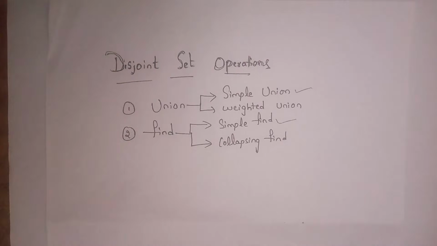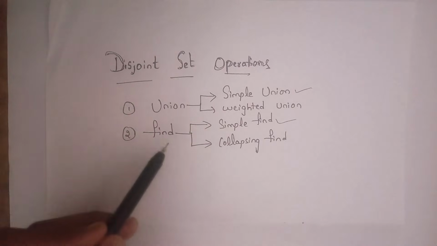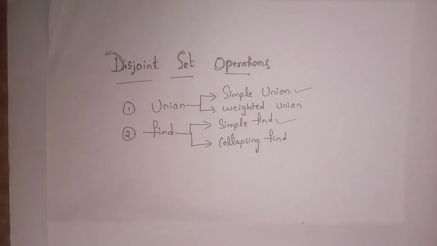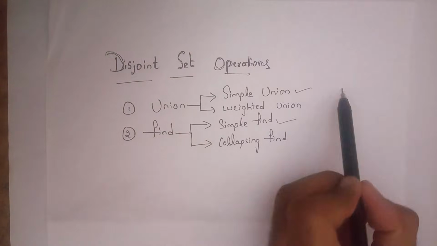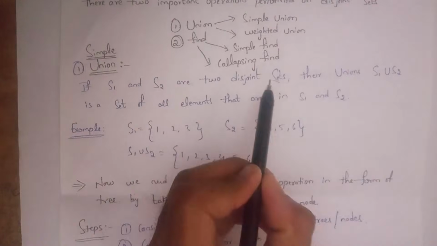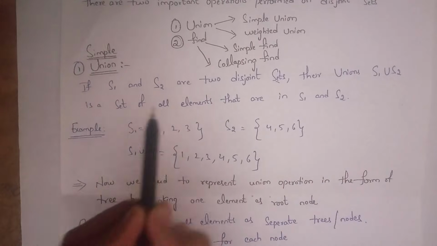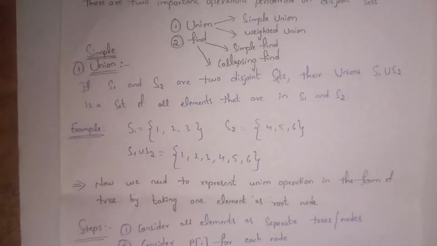Let's get started. There are two types of operations that we can perform on disjoint sets. They are the union operation and the find operation. At first, I will explain how to perform simple union operation and simple find operation. If S1 and S2 are two disjoint sets, their union S1 union S2 is a set of all elements that are in S1 and S2.